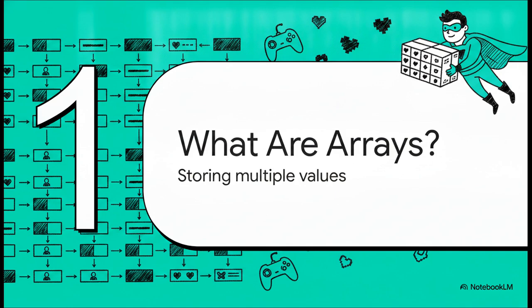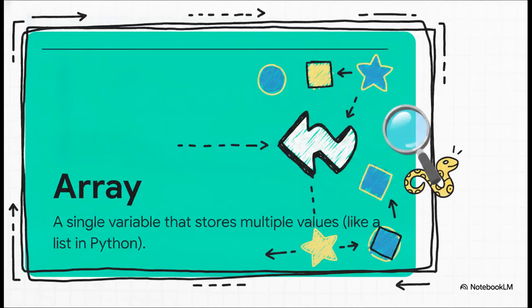What are arrays? Storing multiple values in a single variable. So imagine you're building a game and you need to track the scores of 50 different players. Creating 50 separate variables would be, well, actually scratch that. It would literally be a coding nightmare. And that is exactly where arrays swoop in to save the day as the perfect solution. Think of an array as a single, superpowered container that holds a whole list of items inside of it.